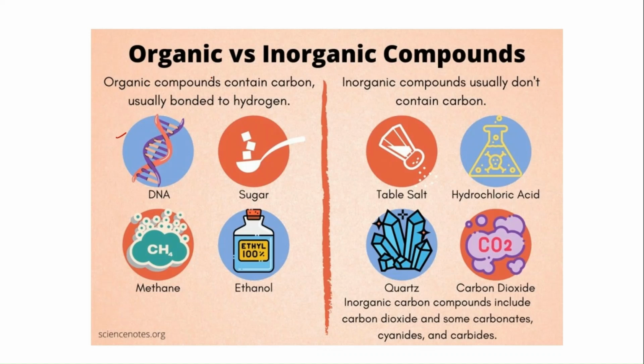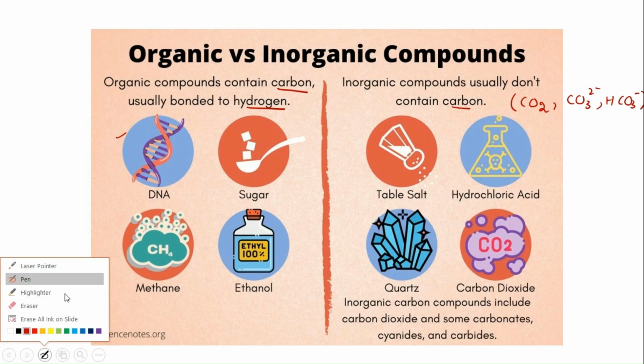Basically, organic compounds are those which are made of carbon and hydrogen, while inorganic compounds don't contain carbon, except for carbon dioxide and carbonate ions or bicarbonate ions. So except for these compounds, all the other compounds of carbon, especially those which contain hydrogen bonded to carbon, are known as organic compounds, and the other compounds are known as inorganic compounds. The examples of organic and inorganic compounds are shown in this picture.